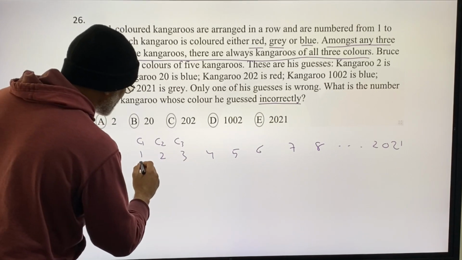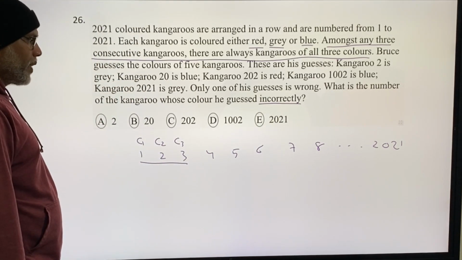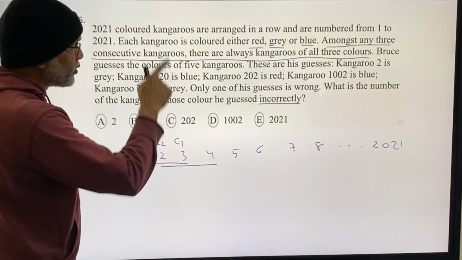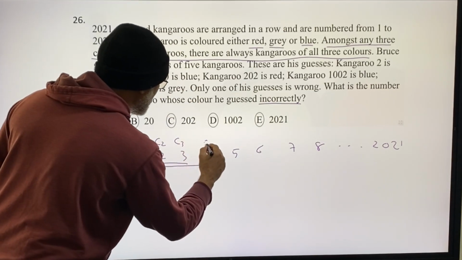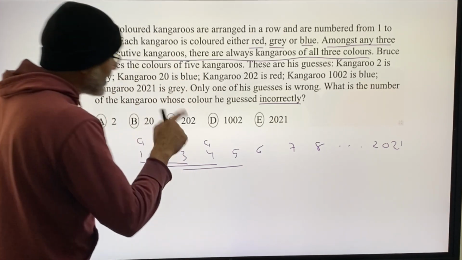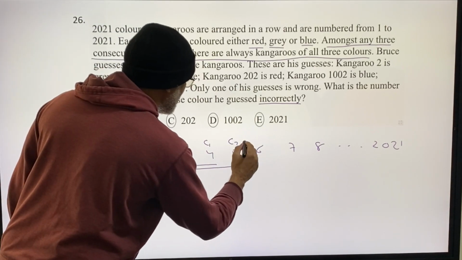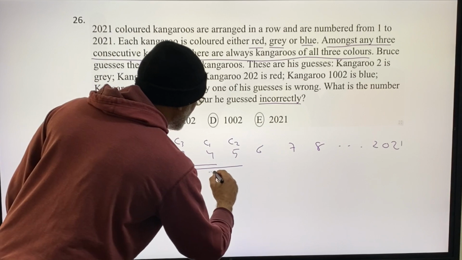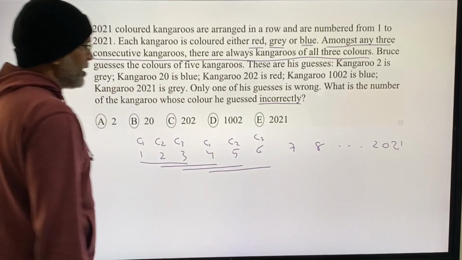Because among any 3 consecutive kangaroos, there are always kangaroos of all 3 colors, even if I take the first 3, I should have all 3 colors, right? Now, if I take the next 3, I should still have all 3 colors. But I have C2, C3, so this must be C1, right? Then if I take the next 3, again I should have all 3 colors. C3 is there, C1 is there, this must be C2, right? And you can see the pattern. Now if I take the next 3, C1 is there, C2 is there, this must be C3, right?